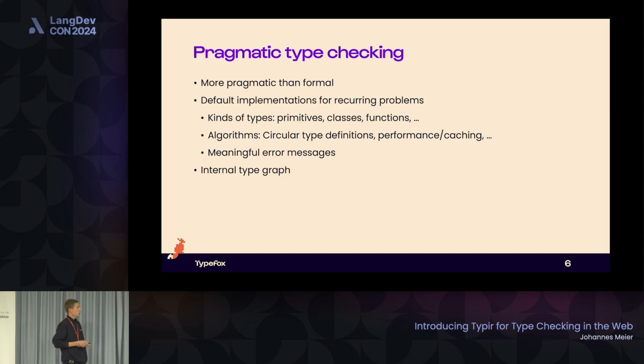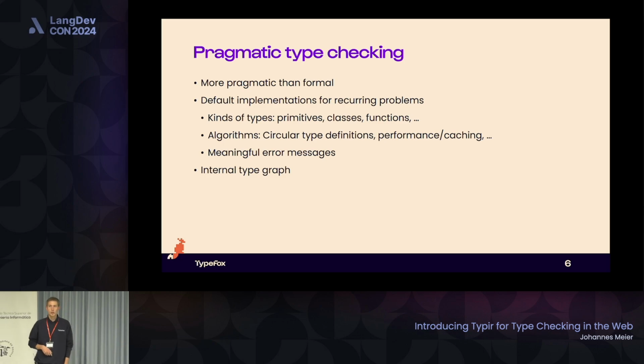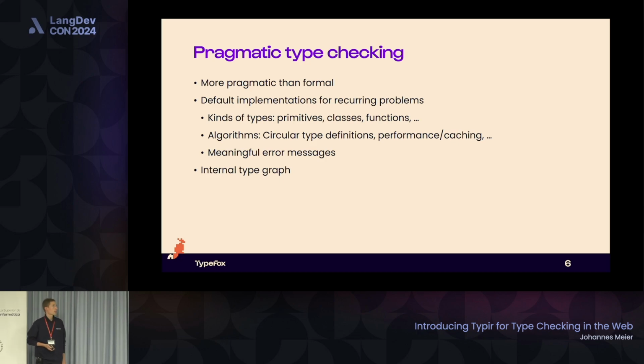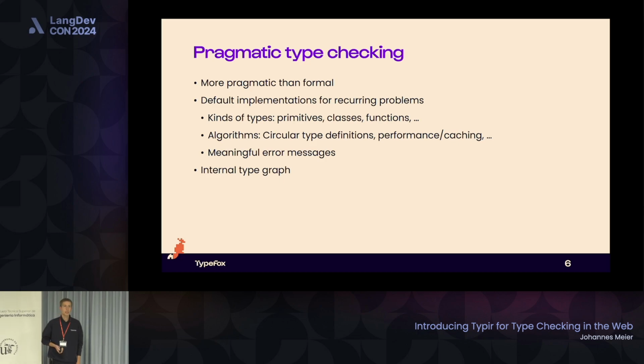So the idea is to provide default implementations, for example, for primitives, for classes, for functions. We want to provide default solutions for caching, for secular type definitions, which are surprisingly complex when you are developing it on your own from scratch, and solutions for helpful error messages, for example. And we use an internal type graph for representing the type information with edges between them, to use graph algorithms to do some more analysis.